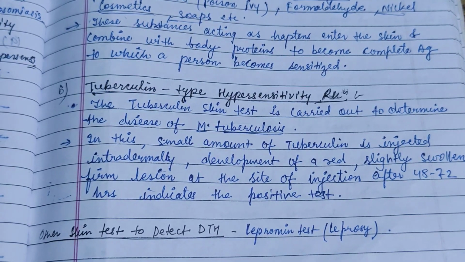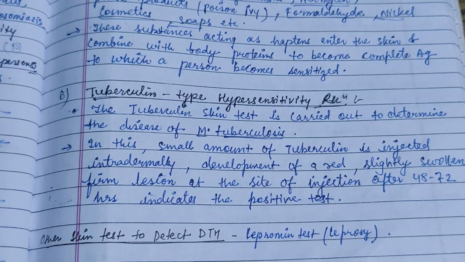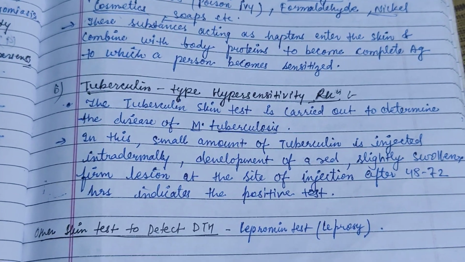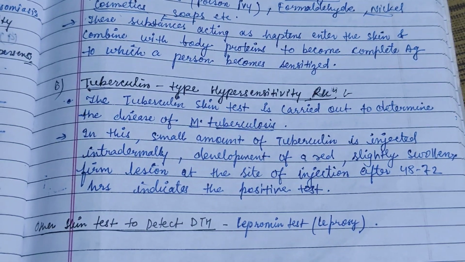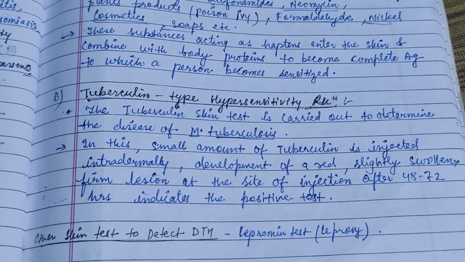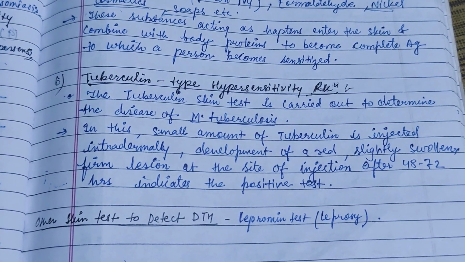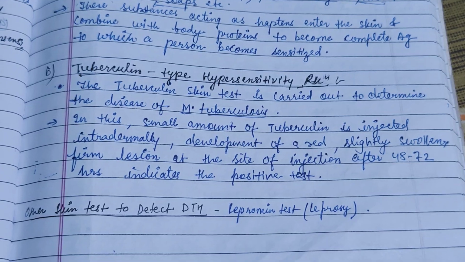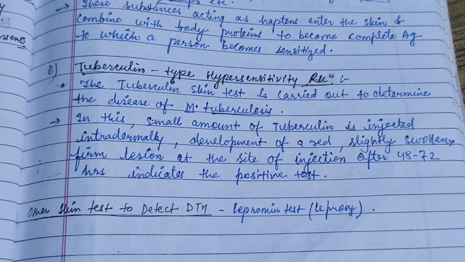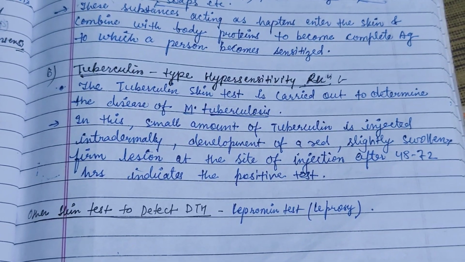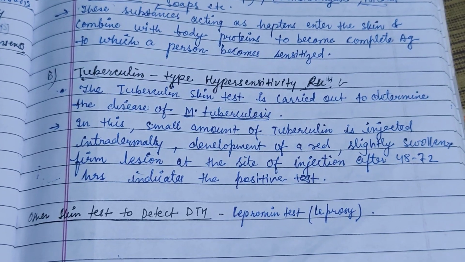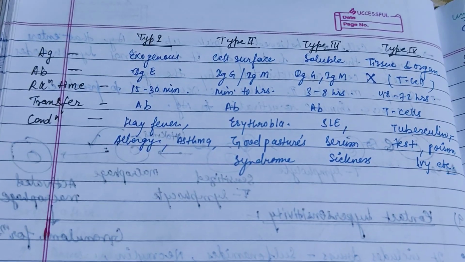In the tuberculin type hypersensitivity reaction, a skin test is carried out to determine the disease tuberculosis. In this, a small amount of tuberculin is injected intradermally, and development of a red, slightly swollen lesion at the site of the injection after 48 to 72 hours indicates a positive test.